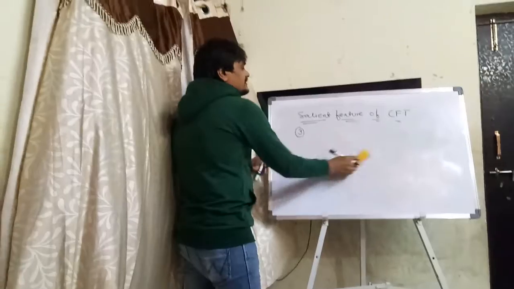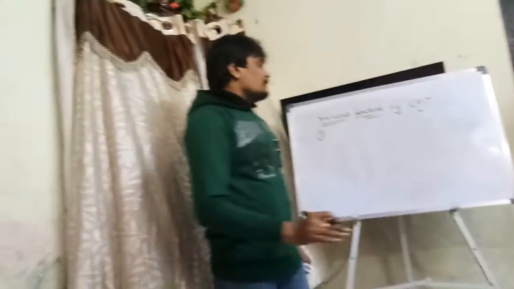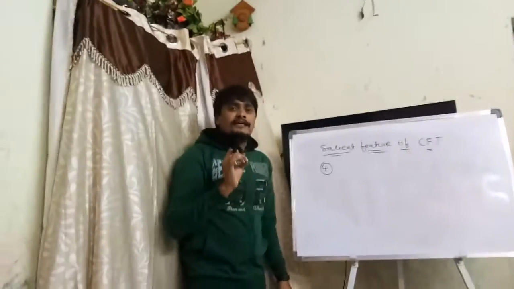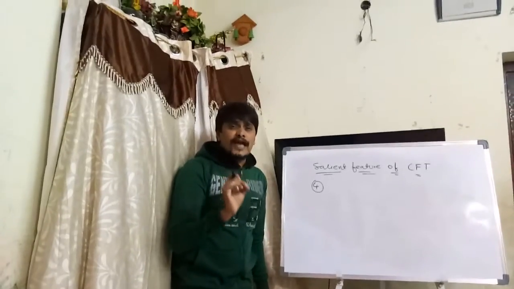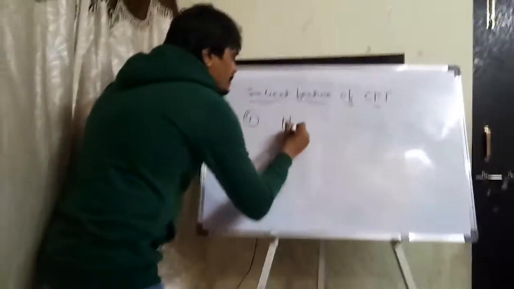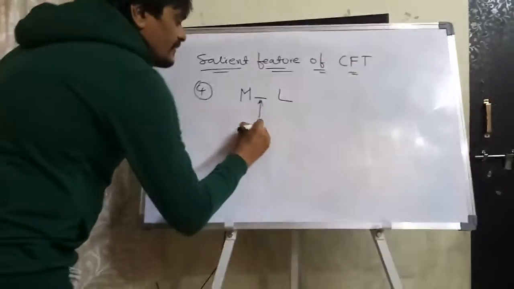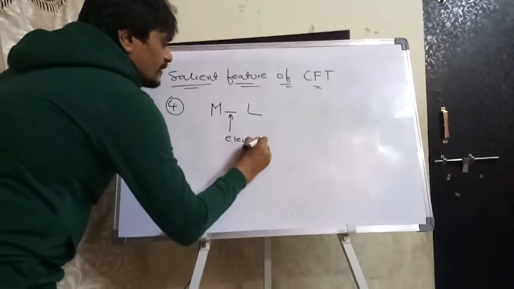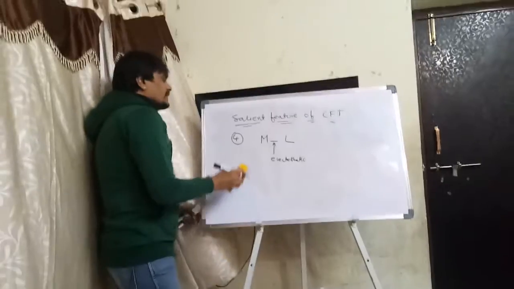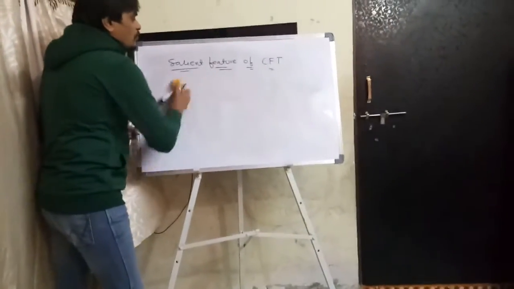The fourth postulate is that the bond between the metal and ligand is purely electrostatic in nature. That is, the interaction between positive and negative. That is the meaning of electrostatic. This is the fourth postulate.